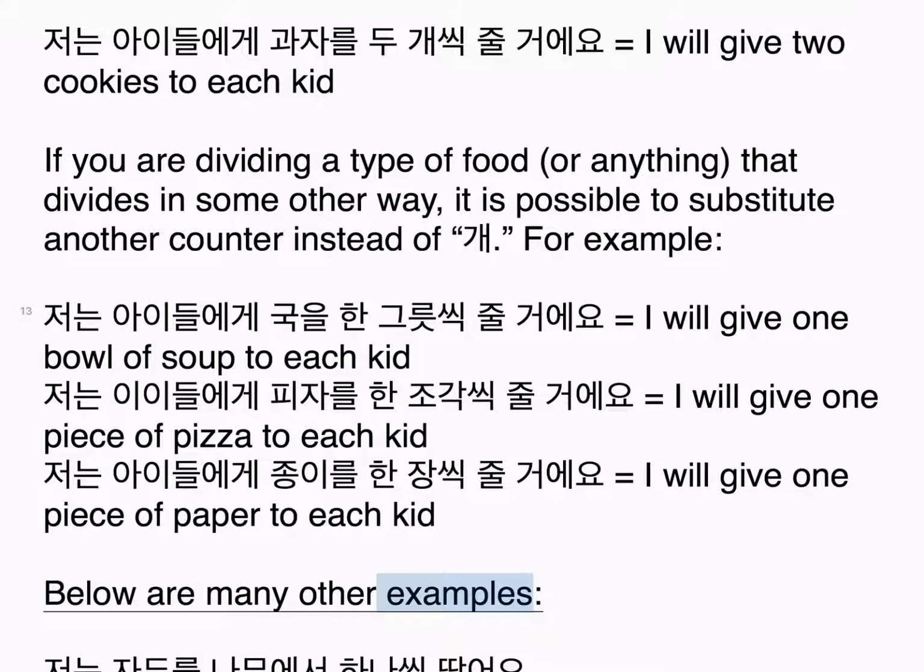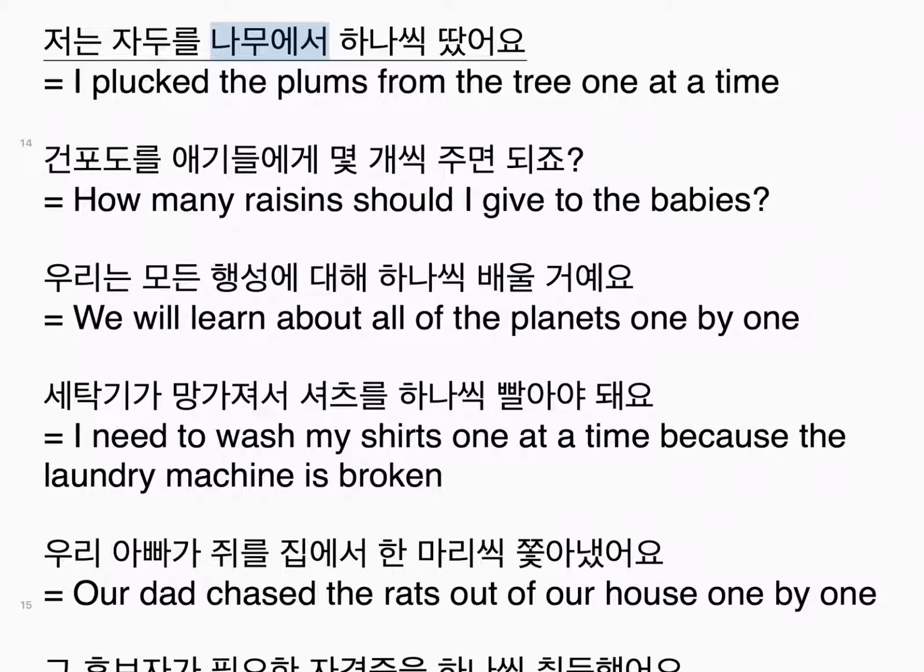Below are many other examples. 저는 자두를 나무에서 하나씩 땄어요. I plucked the plums from the tree one at a time. 건포도를 애기들에게 몇 개씩 주면 되죠.